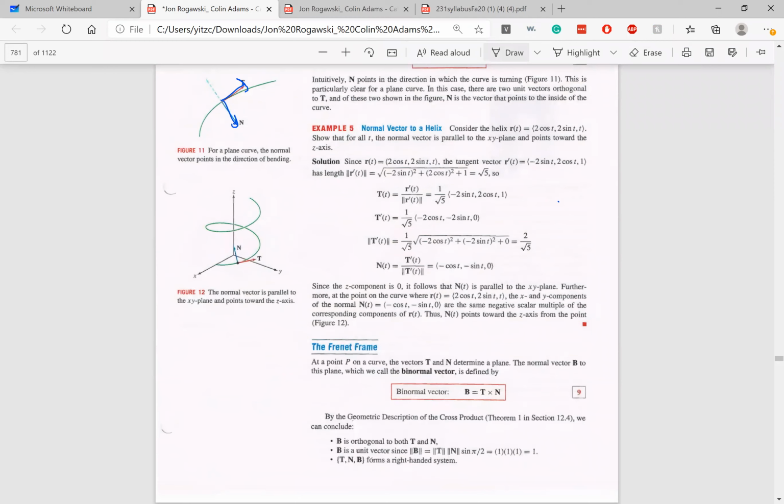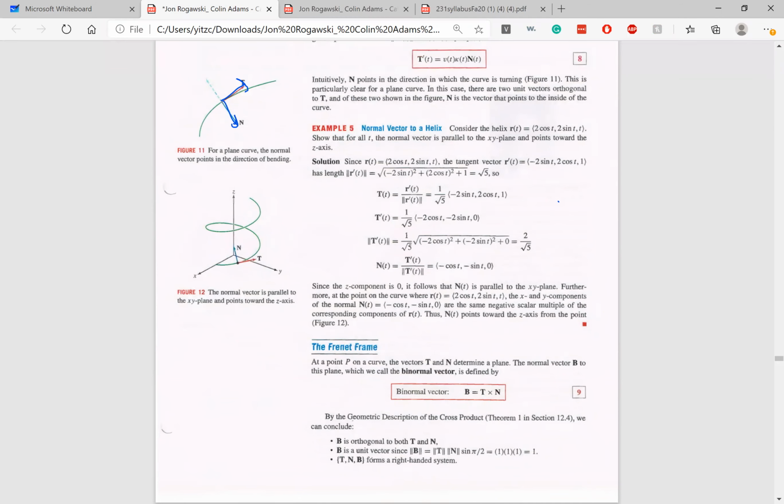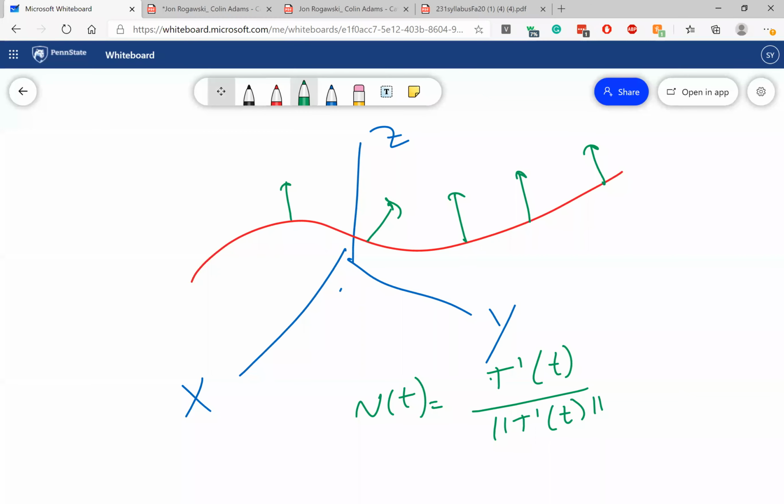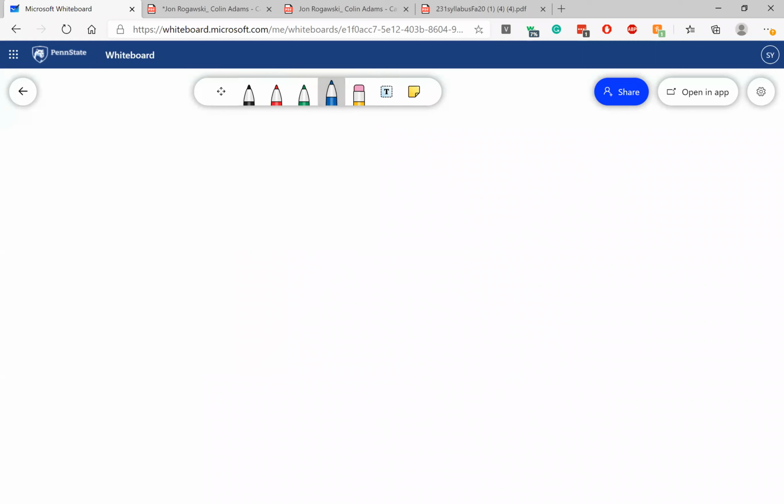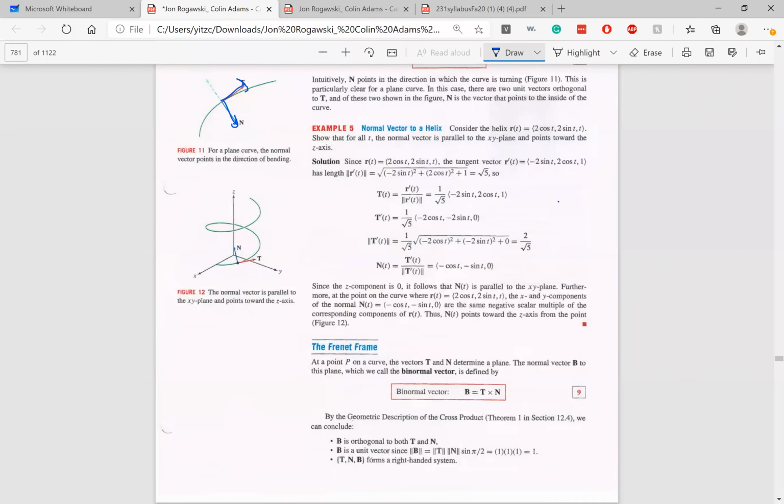So here they ask us to find the normal vector of the helix, 2 cosine of t, 2 sine of t, and t. So r of t is equal to 2 cosine of t, 2 sine of t, and t.